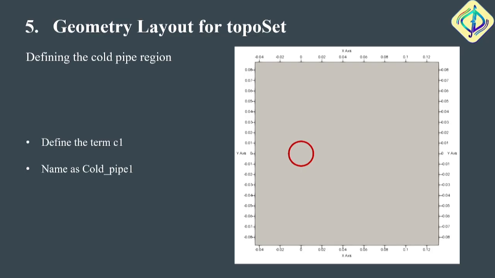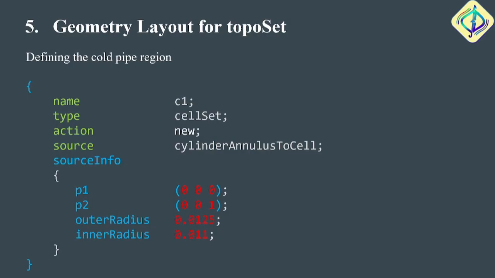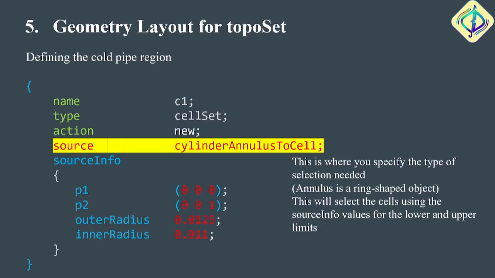Now we want to define the cold pipe region. Over here we will define that term as C1, and we will name this particular region as cold pipe 1. Again, we have similar syntax: you have name, type, and action, so those will remain the same. The only difference is that under name, we are changing it from C0 to C1. Again, you can change it to anything else you want. The key difference between the cold region and the cold pipe region is that over here we are using the cylinder annulus to cell source type. As I said, your annulus is just a ring shaped object.